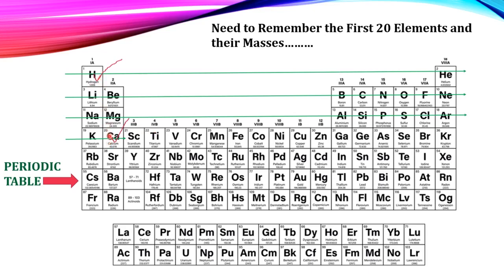I have put a tick over here. I guess you can figure it out. These are the 20 elements which you need to remember: hydrogen, helium, lithium, beryllium, boron, carbon, nitrogen, oxygen, fluorine, neon, sodium, magnesium, aluminium, silicon, phosphorus, sulfur, chlorine, argon, potassium, and calcium. These are the first 20 elements in the periodic table. You need to remember these first 20 elements along with their symbols and their masses. Now, how do we remember these first 20 elements? Let's figure it out.